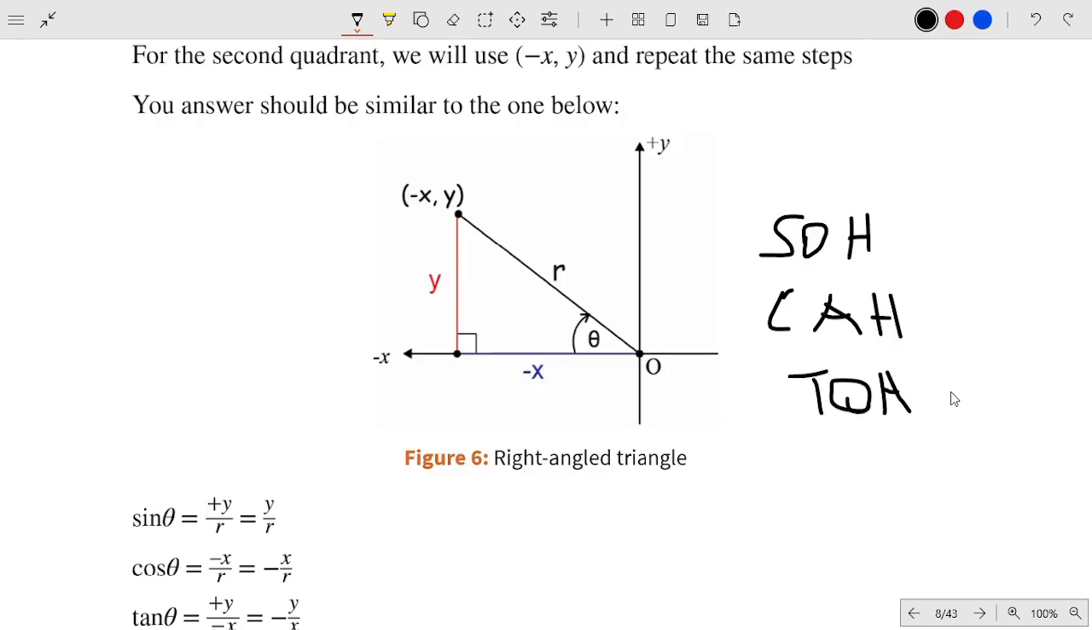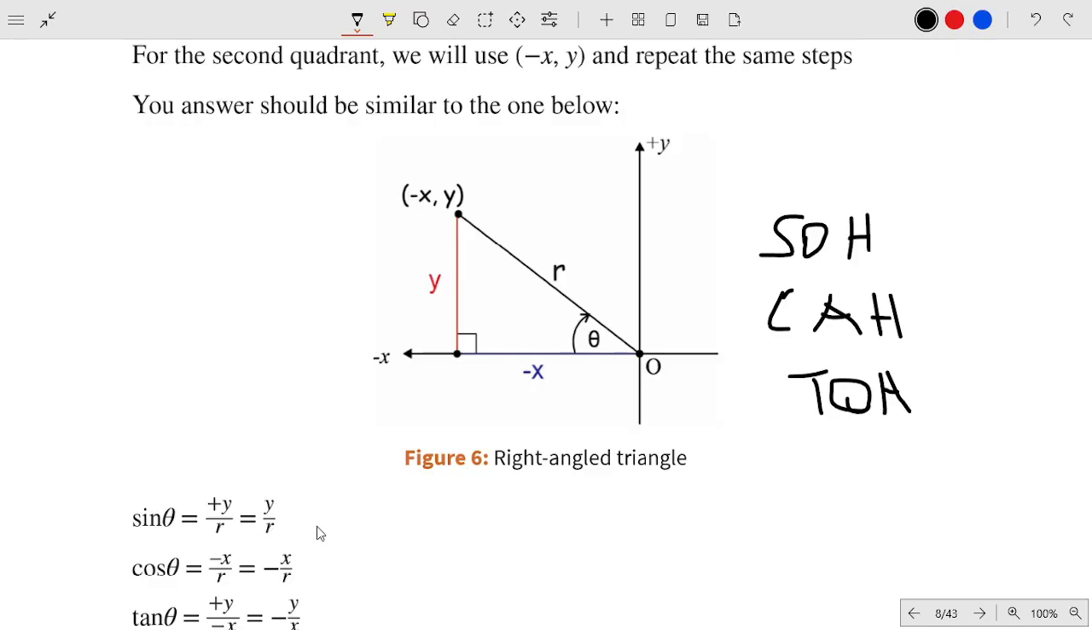So the sine, we have sine being opposite on hypotenuse. So the angle is here. If opposite is y, then the hypotenuse is r. So we have y on r. But this side is the positive side. So it means that sine is positive in the second quadrant.